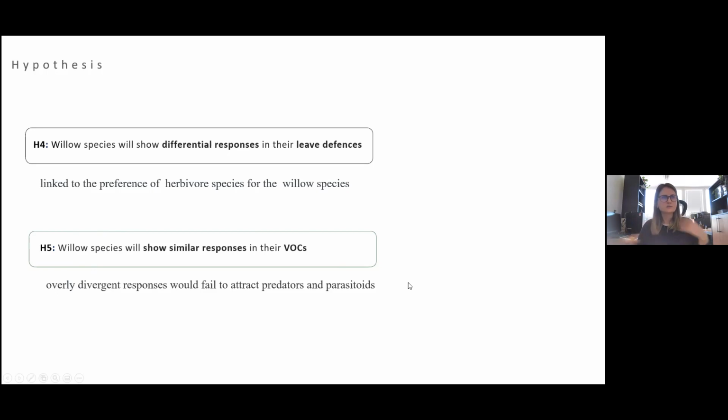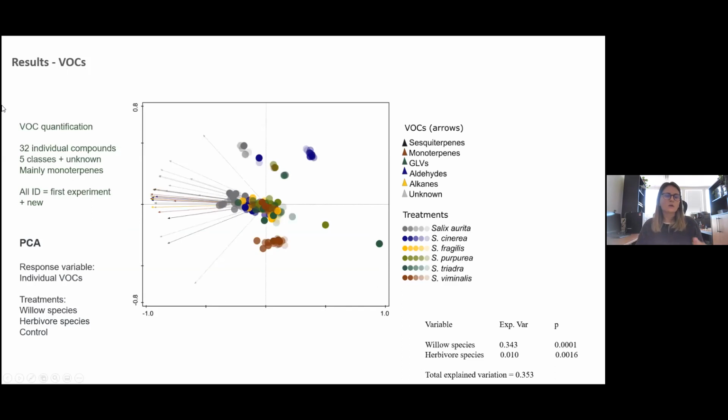If you are sending too many differential signals, this cannot be very helpful sometimes. So when we look at the results for the VOCs, we first quantify the VOCs. We have 32 individual compounds belonging to 5 classes plus unknown compounds, mainly monoterpenes in this case. And interestingly, all the identified compounds here were also found in the first experiment using just Salix fragilis. So there is an overlap of chemical defenses, but here we also found some new compounds that were able to be identified.